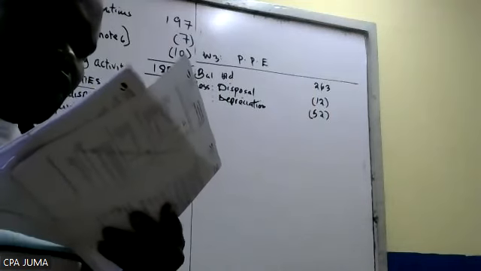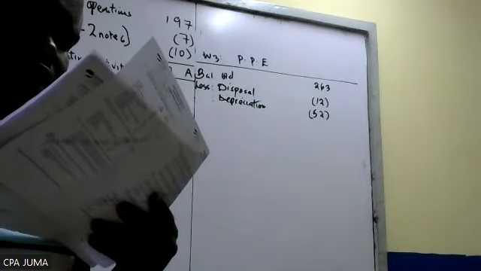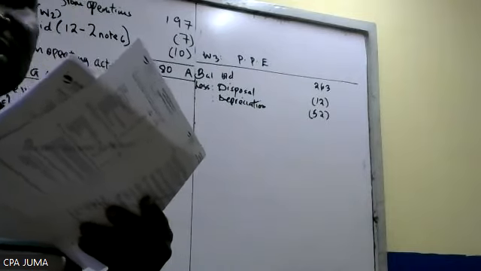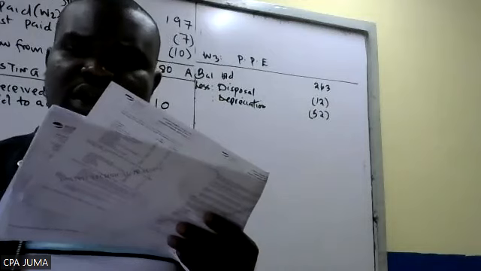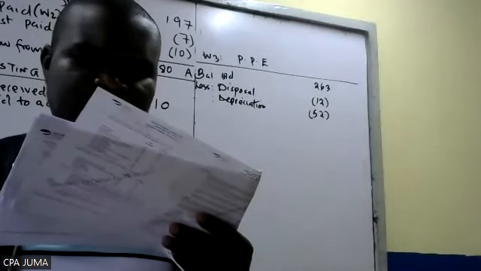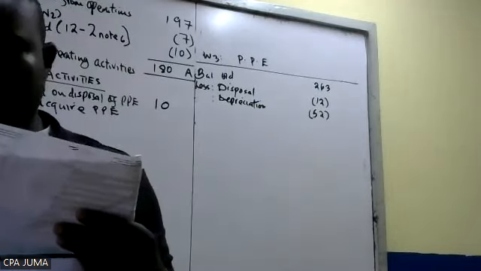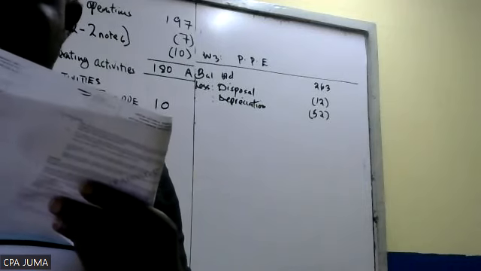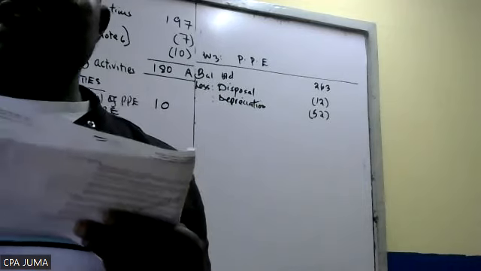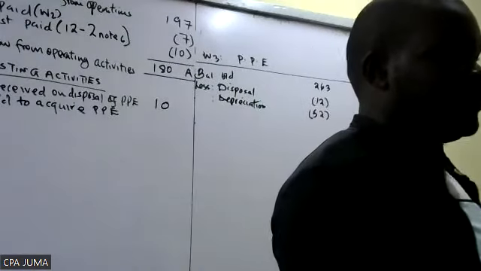Number two. The group received a government grant of 3 million in cash during the reporting period to help fund the production of machinery needed for its production process. Ukulima Group accounted for the grant as a reduction to the cost of sales. That one we have to adjust.